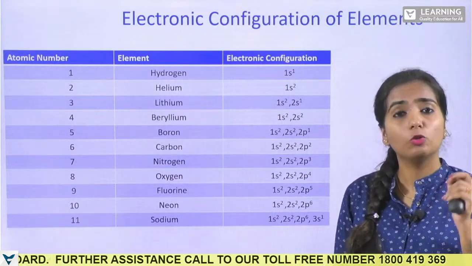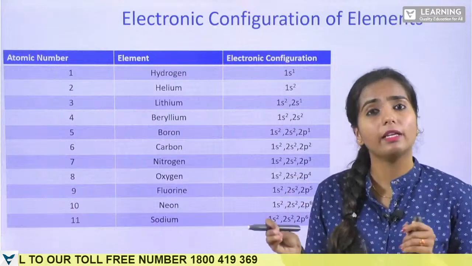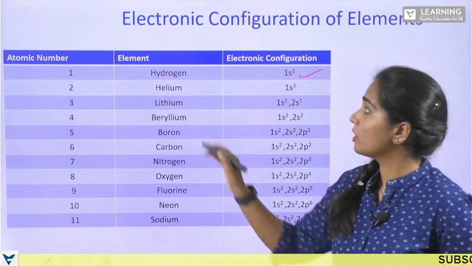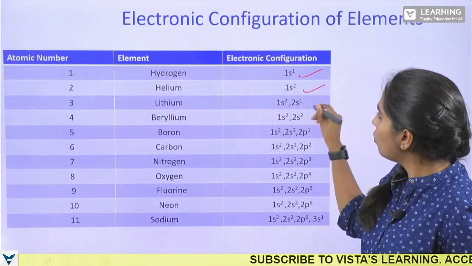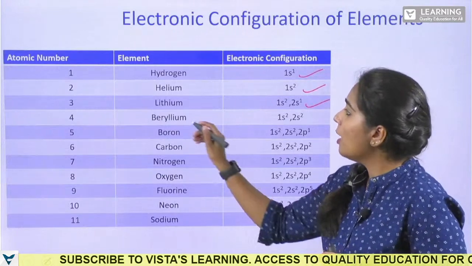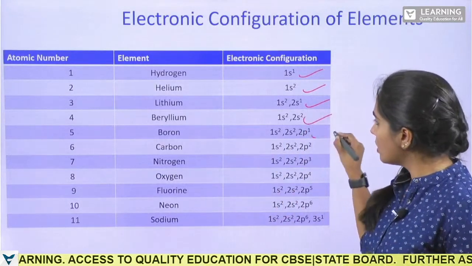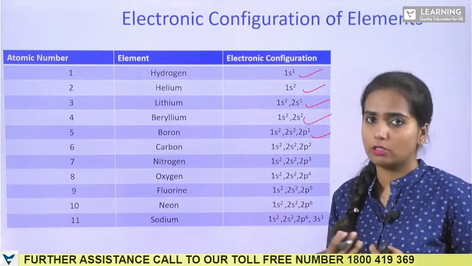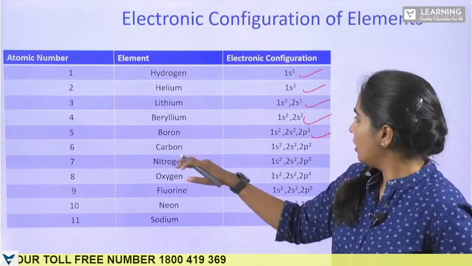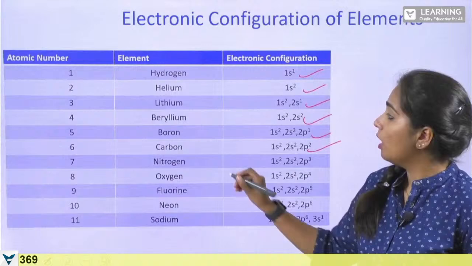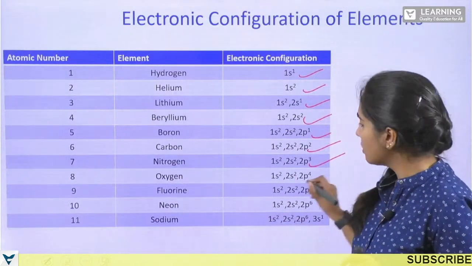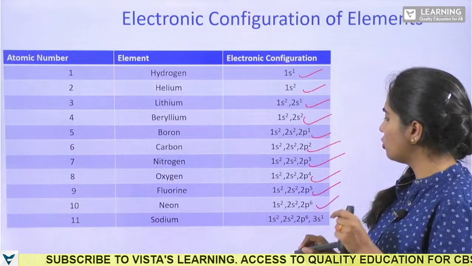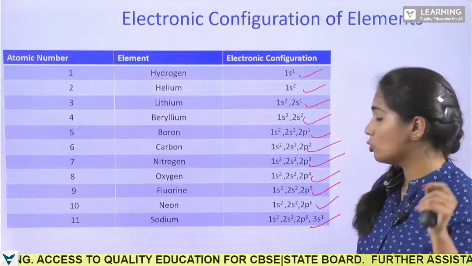I am very sure that you know how the electronic configuration is done, as it was explained in your actual classes. Hydrogen has 1s1, helium has 1s2, lithium has 1s2 2s1, beryllium is 1s2 2s2, boron is 1s2 2s2 2p1. As the elements go, the electronic configuration becomes larger; that difference you can notice here. Carbon: 1s2 2s2 2p2. Nitrogen: 1s2 2s2 2p3. Oxygen is 1s2 2s2 2p4. Fluorine is 1s2 2s2 2p5, neon is 1s2 2s2 2p6, and the last one is sodium, that is 1s2 2s2 2p6 3s1.